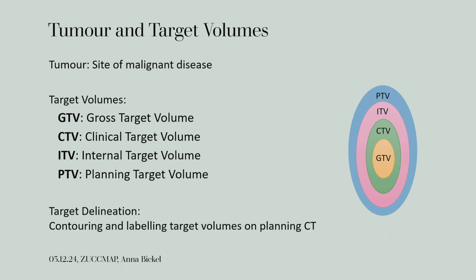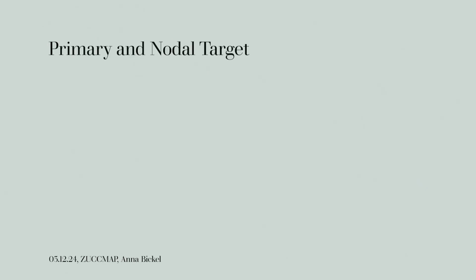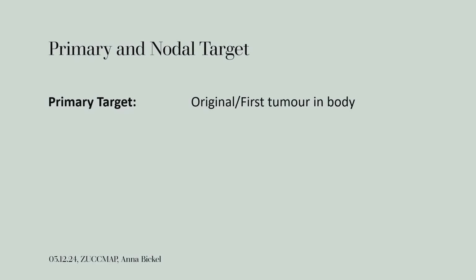And target delineation is when we contour and label these volumes on the planning CT during the planning process. And we have to categorize these different targets into different groups. We have primary tumors, which are the first or the original tumor in the body, which is pretty clear. And then we have nodal targets, and these are metastases of the primary tumor. And a metastasis is a tumor which has the same histology as the first one, so it originated from the first one. And we have to treat all of them because we need to eradicate the whole cancer.